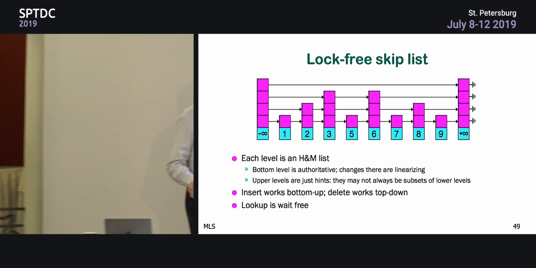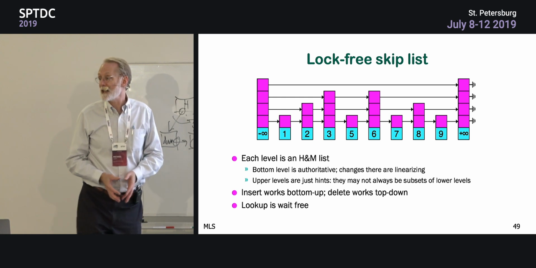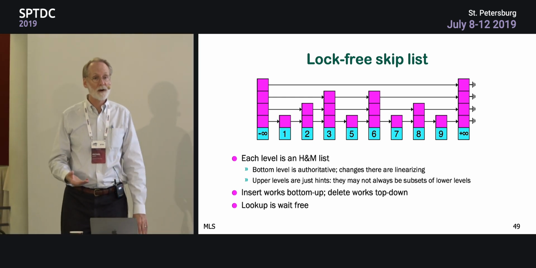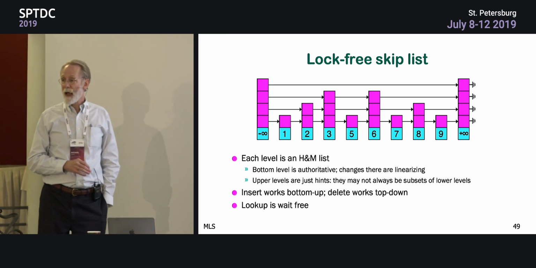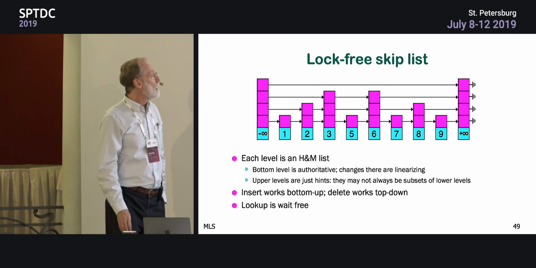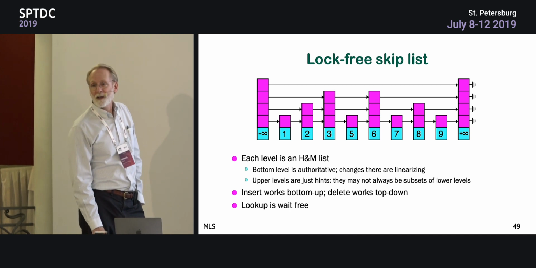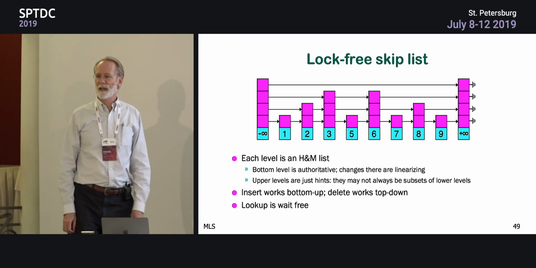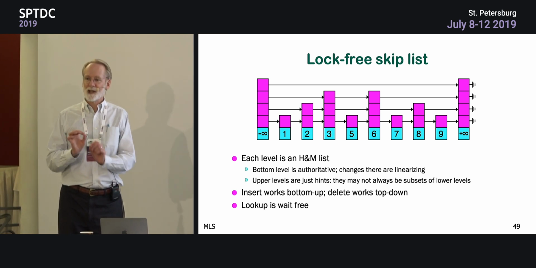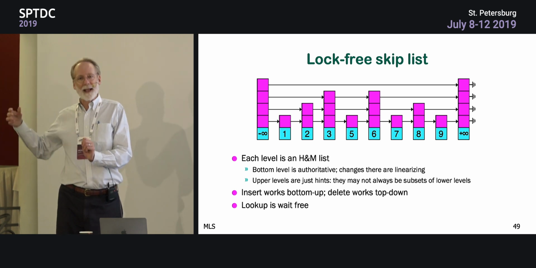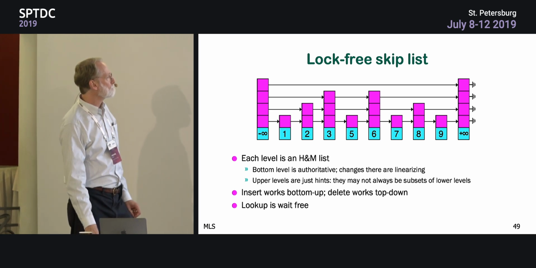We want to do it concurrently and in a non-blocking fashion. We can use the Harrison-Michael lists at each level. And the idea in the version that I'm describing here is that the bottom list is definitive, authoritative. That's the one that matters. The upper level lists are hints. And if you move down, you have to double check to make sure you're in the right place in the list you just moved down to. And you may discover that you're not, in which case you have to back up in your code effectively, remembering the node that you came from, and try again.